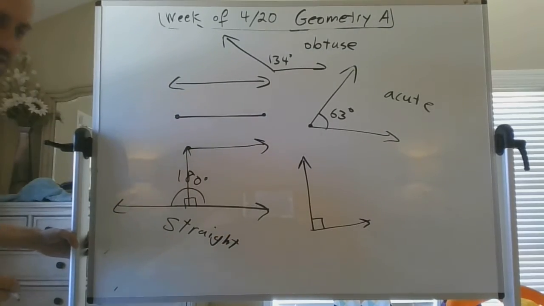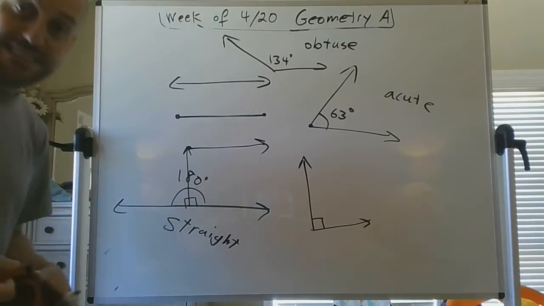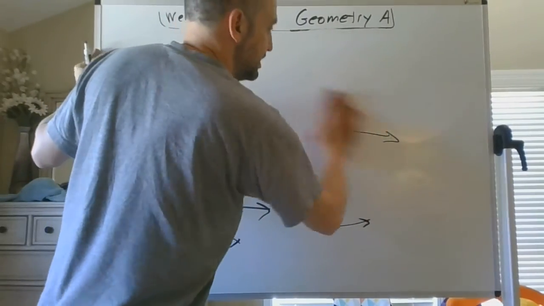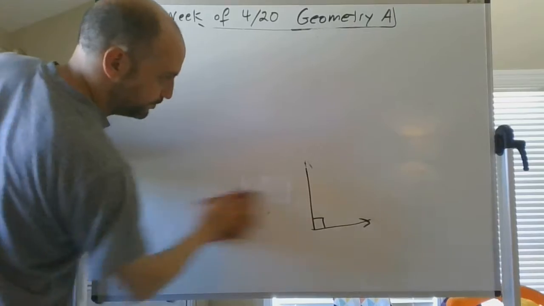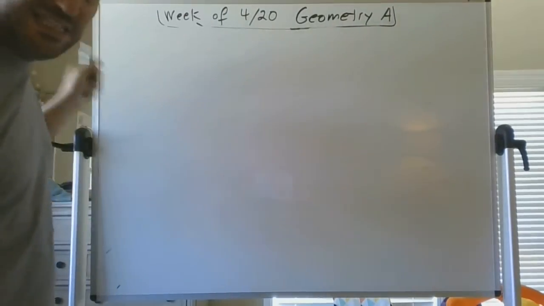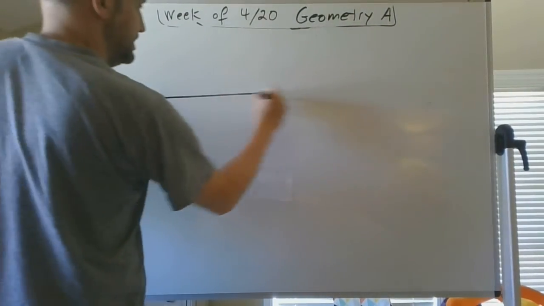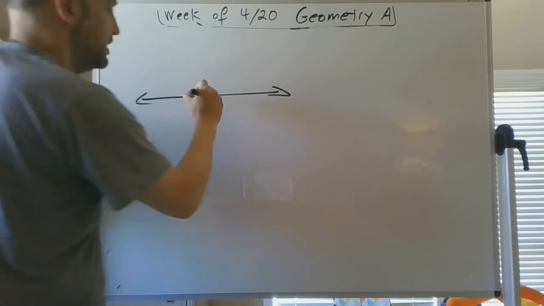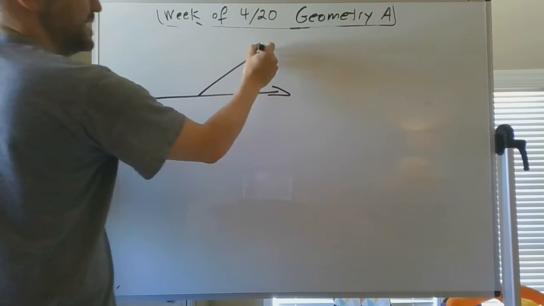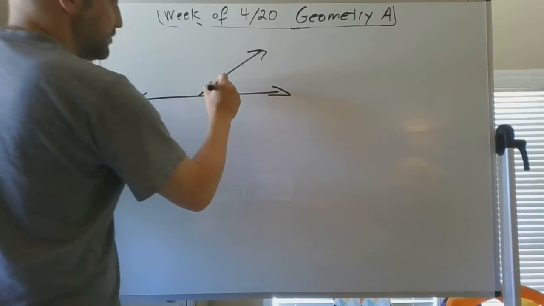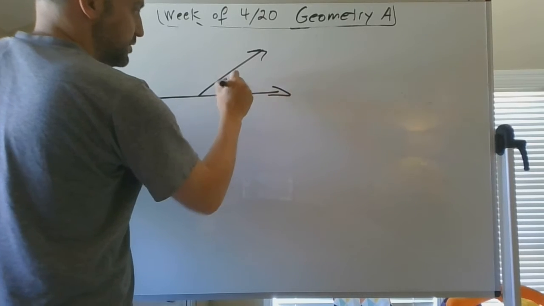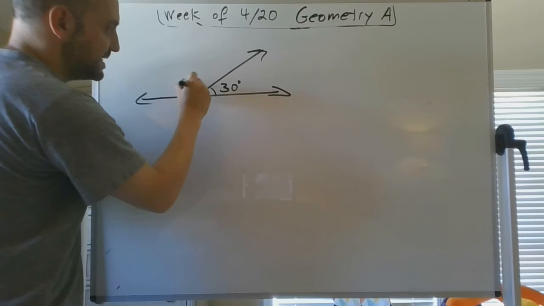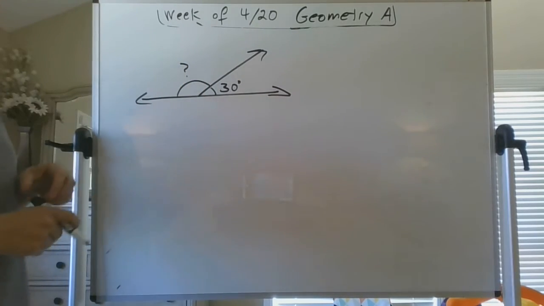And then we talked about what's called a linear pair. What was a linear pair? That's very important, so I'm going to talk about that right now. Let's take a straight angle, which is 180 degrees, but let's say there are two angles that make up that straight angle. Let's make this little acute angle 30 degrees. Then what would this entire obtuse angle be?